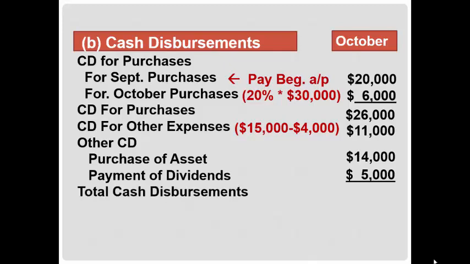Our total cash disbursements then, $26,000 for purchases, $11,000 for selling and administrative expenses, $14,000 for an asset, and $5,000 for dividends. Our total cash disbursements are expected to be $56,000 during October.